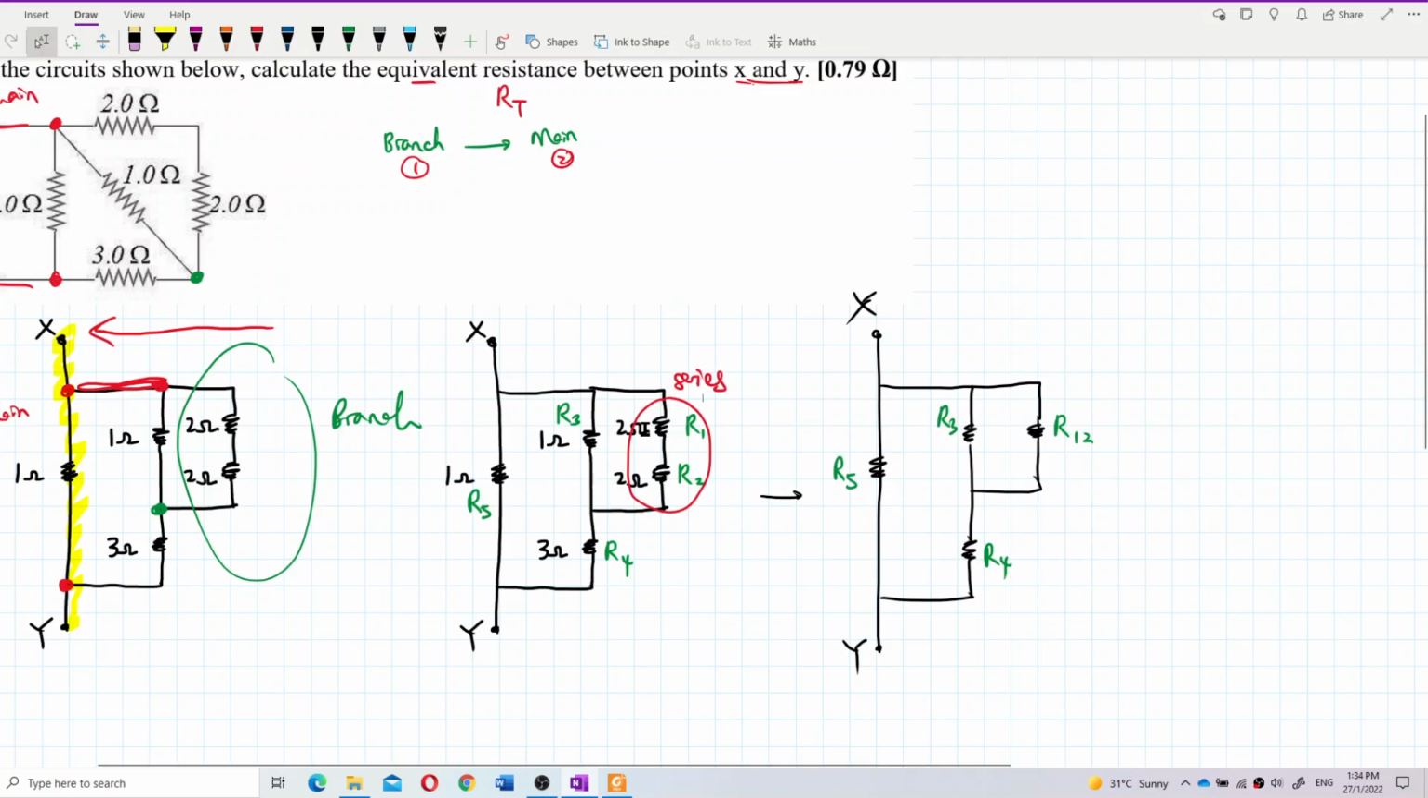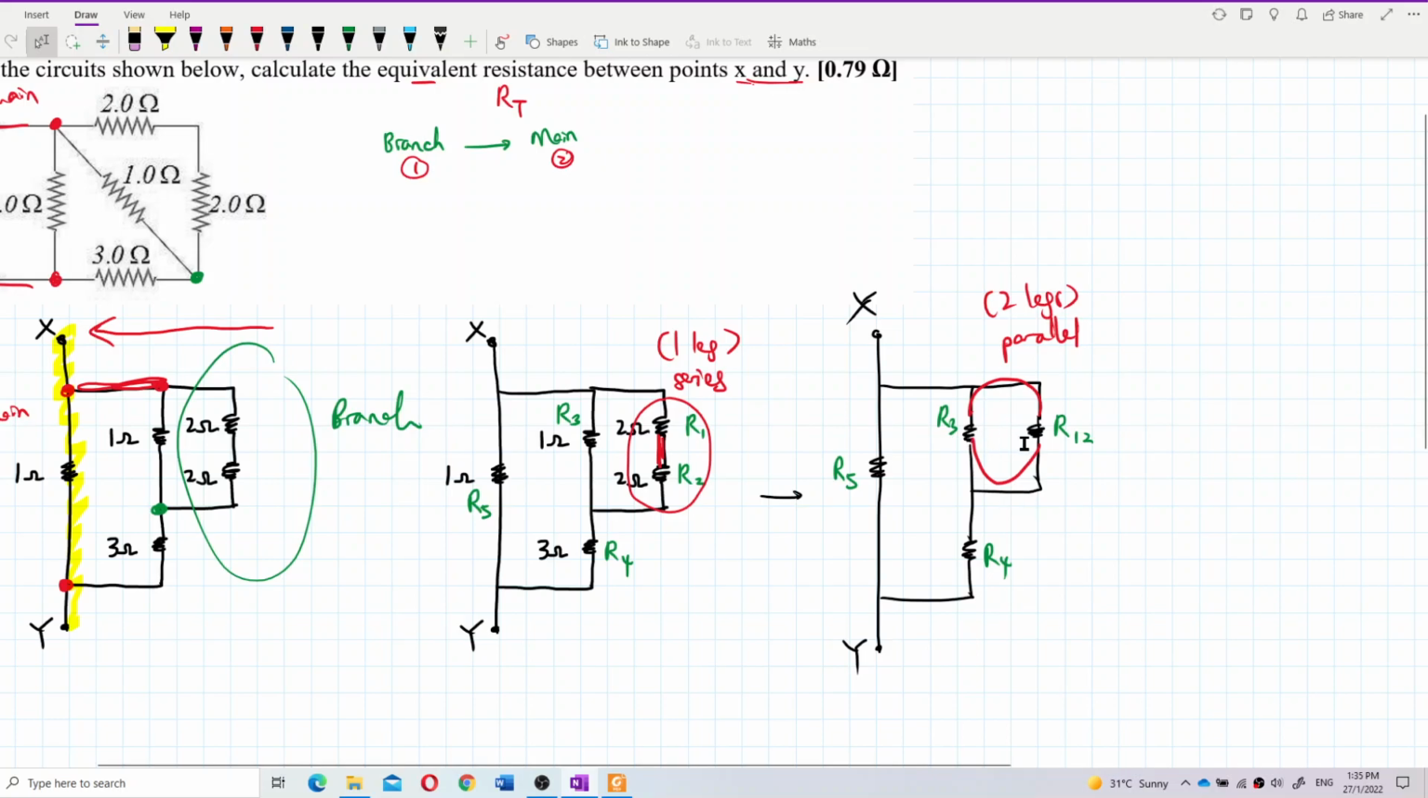Why do we say in series? Because they are one leg connection. You see that? One leg connection only between 1 and 2, so they are in series. And after that we combine these two, R12 and R3. R12 and R3 are in parallel, because they are two leg connection. See that? Two legs connection, so they are parallel.